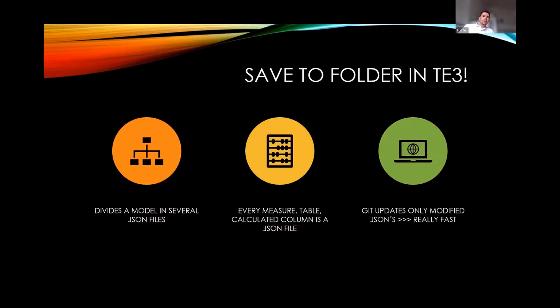So what happens if we use the save to folder function? I will show it in a few seconds. We split our BIM file into several JSON files. That's the first one. Namely, each measure, table, and column becomes a separate JSON file, so that our SourceTree can more quickly recognize that this file has been modified. And this is really, really fast.